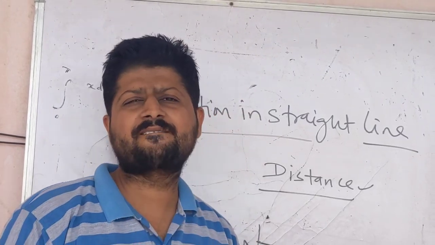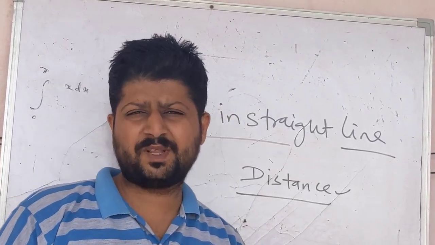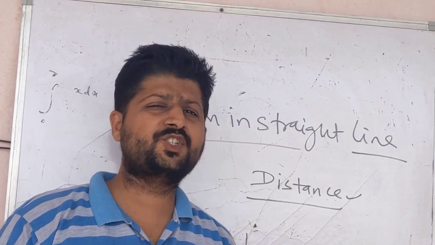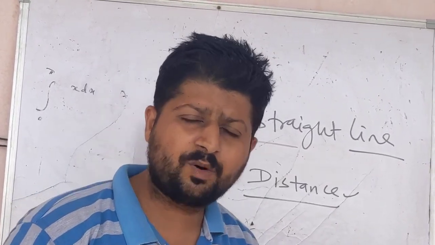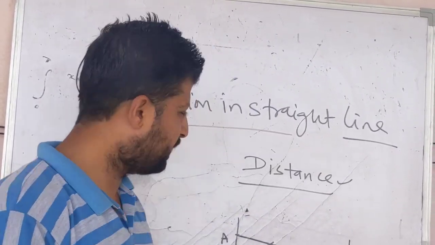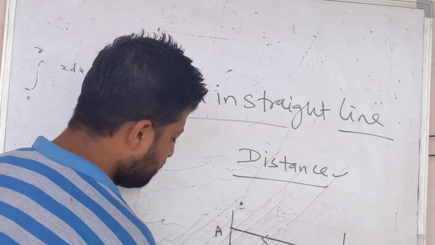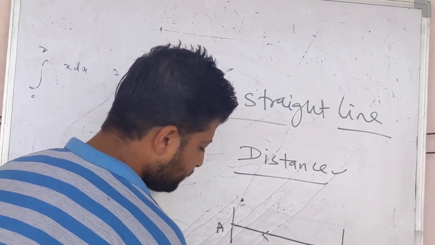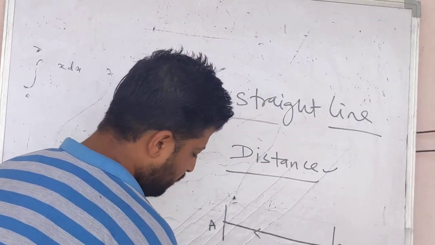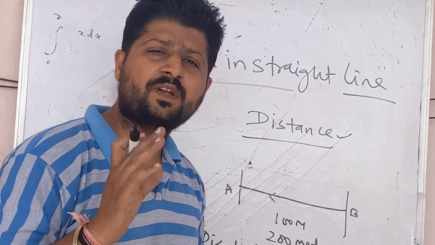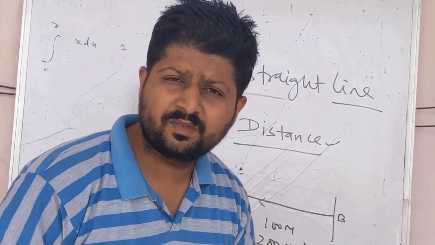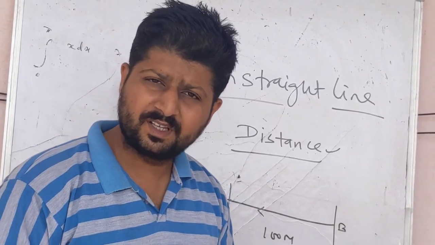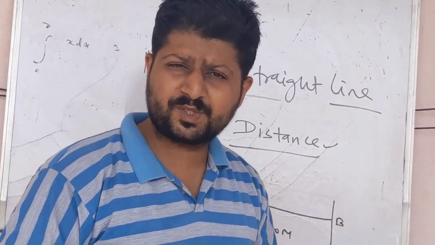Now the other is displacement. What is displacement? Displacement is the shortest path covered by an object. It's called the displacement. What is the difference between distance and displacement?